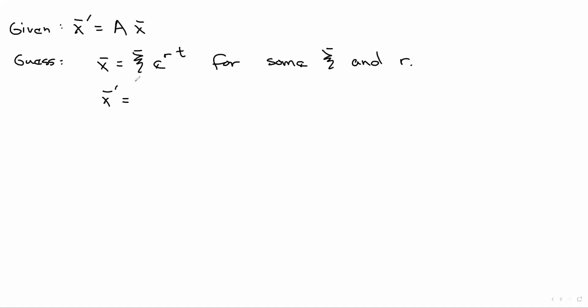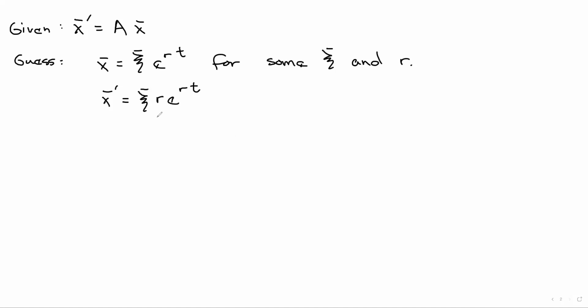If we did that, xi is just a vector. It's made up of constants. So the derivative is not going to affect that part, and our focus is going to be on differentiating this. We're differentiating with respect to t. So if you differentiate e to the rt with respect to t, you get re to the rt.